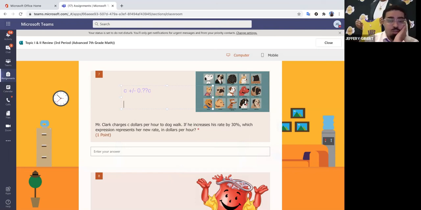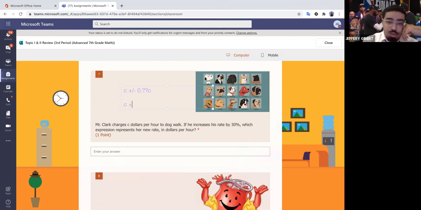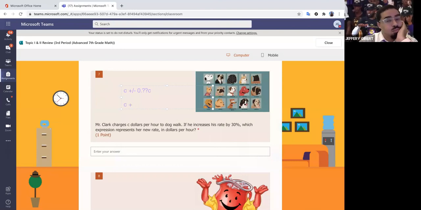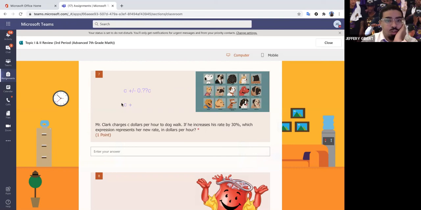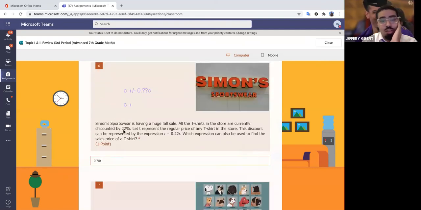So I said you're supposed to do C plus or minus. So if it says they increase, you think that's adding or subtracting? Adding, right? So C plus, and then 30% as a decimal. You know how to write that as a decimal? No. All right, so hold on real quick. On this problem, they said 22% as a decimal was 0.22. So what do you think 30% as a decimal is?